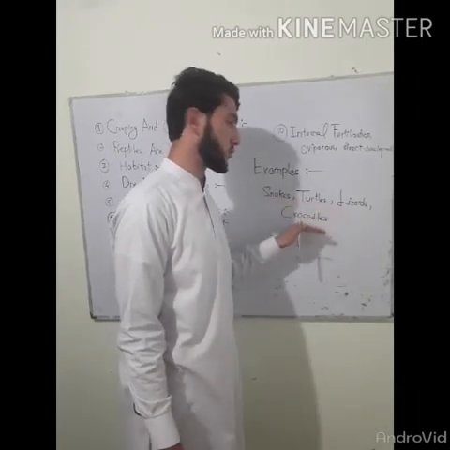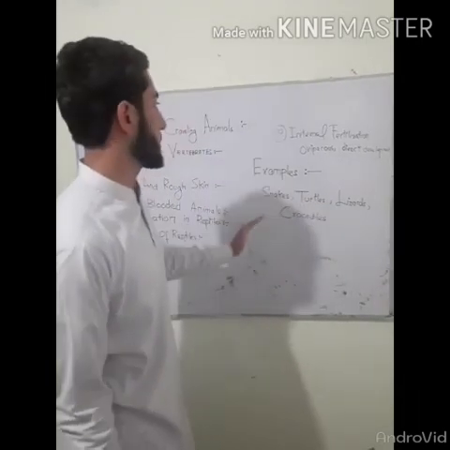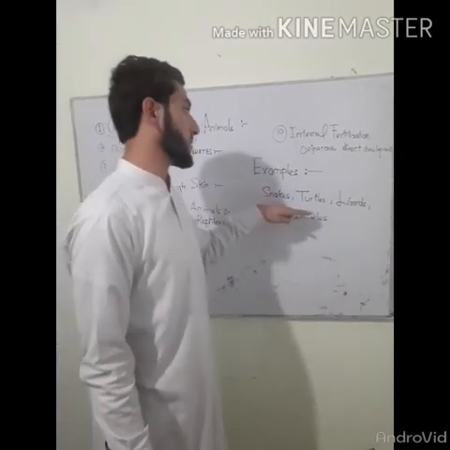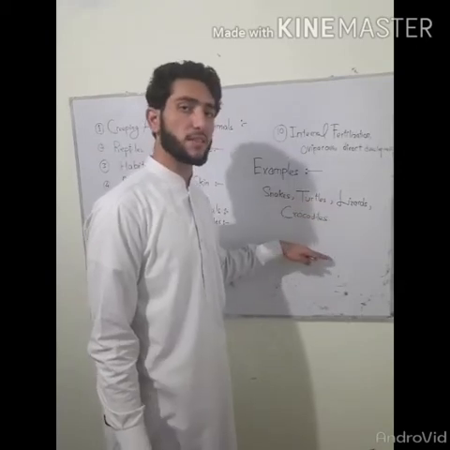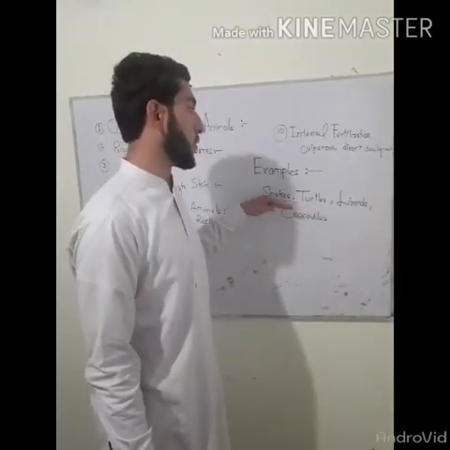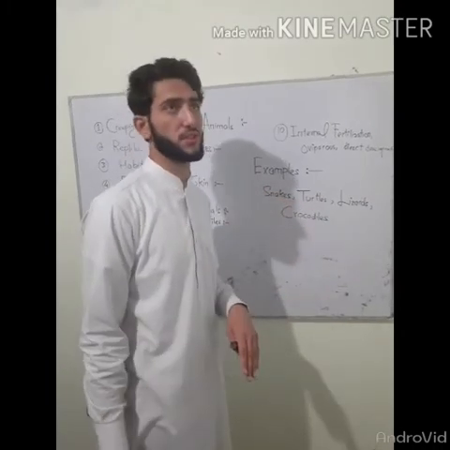Snakes, turtles, lizards, and crocodiles are all examples of the class Reptilia, and these animals are distributed in various orders like Testudines and Crocodilia, and they also have very different explanations.